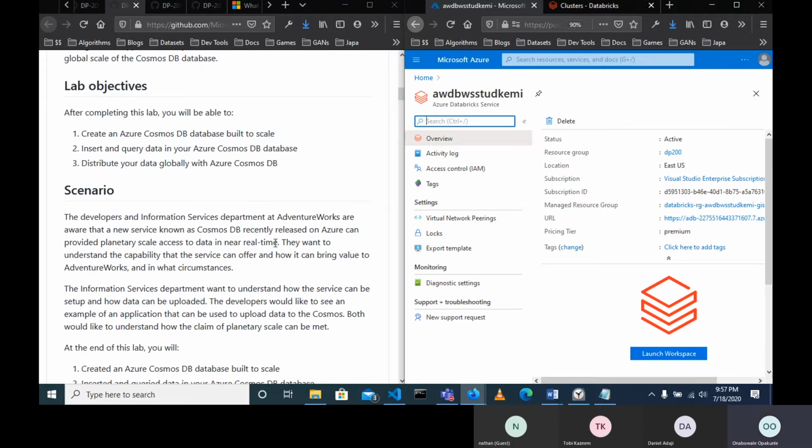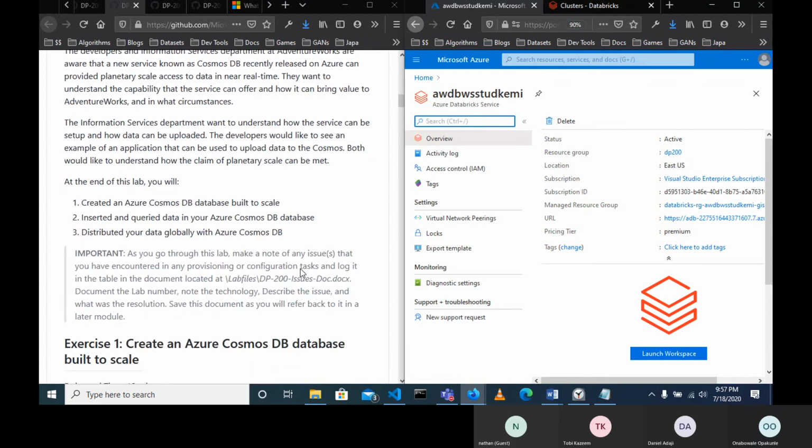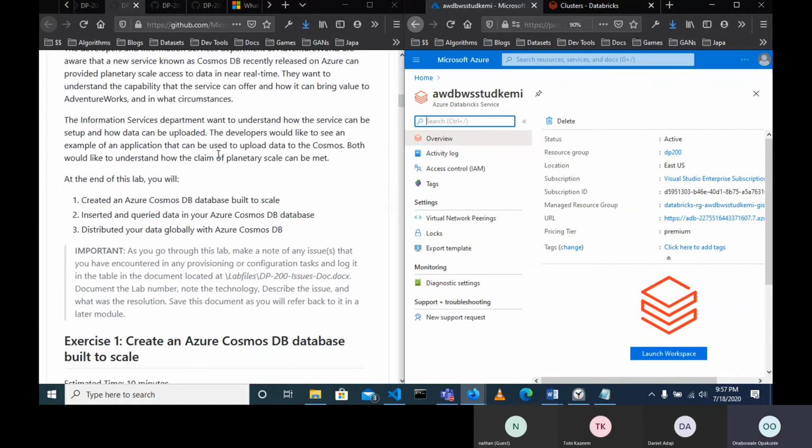So we want to understand how the service can be set up and how data can be uploaded. The developers would like to see an example of an application that can be used to upload data to Cosmos. They would also like to understand how the claim of planetary scale can be met. So they want to see Cosmos DB at work, in action, with its global distribution.